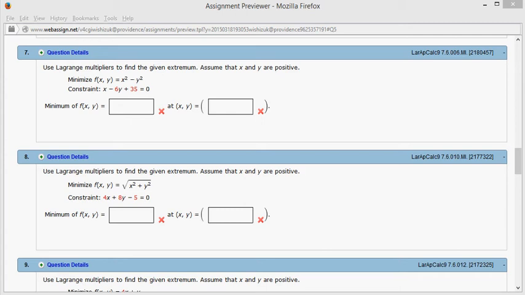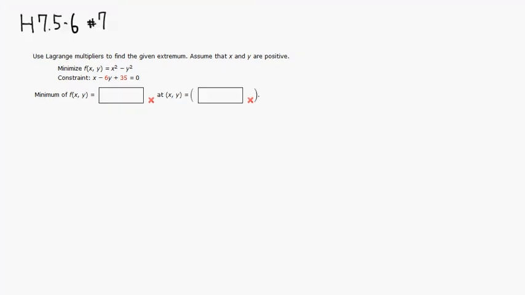Alright, let's look at the homework 7.5, 7.6, problem number 7. We're going to use the Lagrange multipliers to find the minimum of this given function subject to the given constraint. Alright, so let's do that.